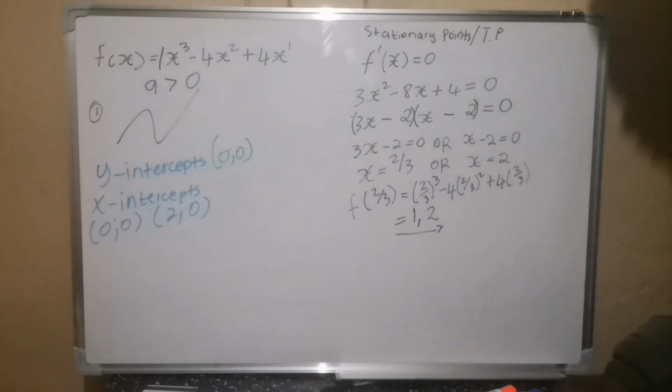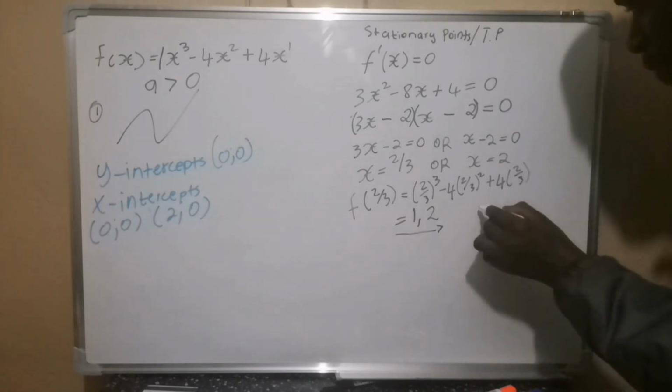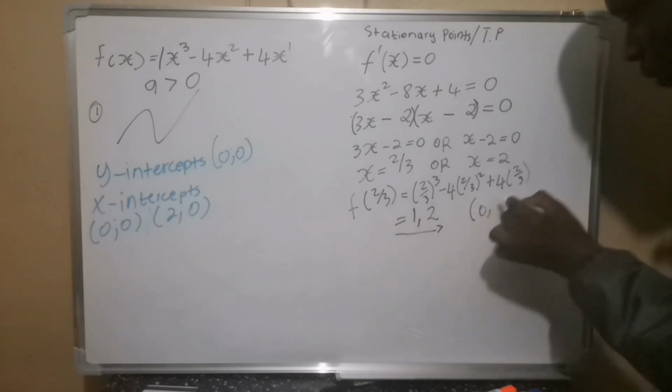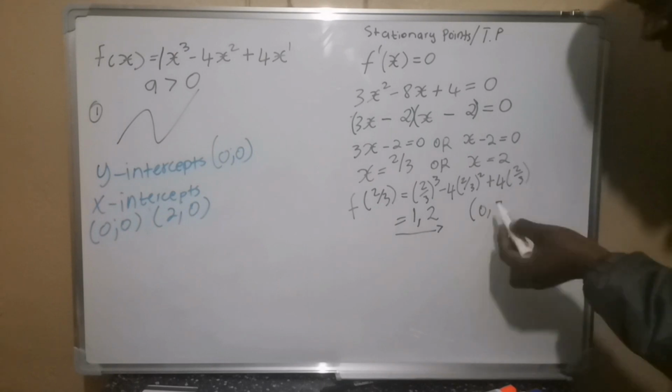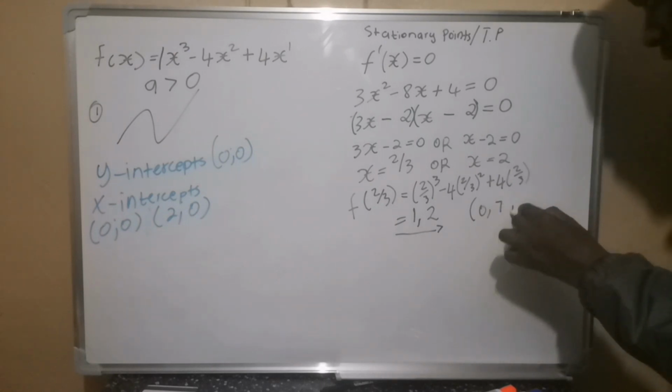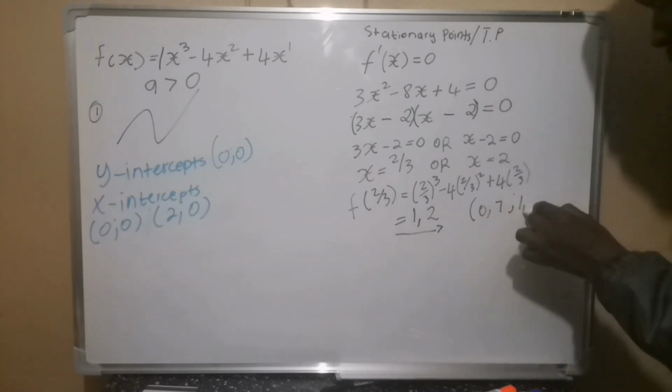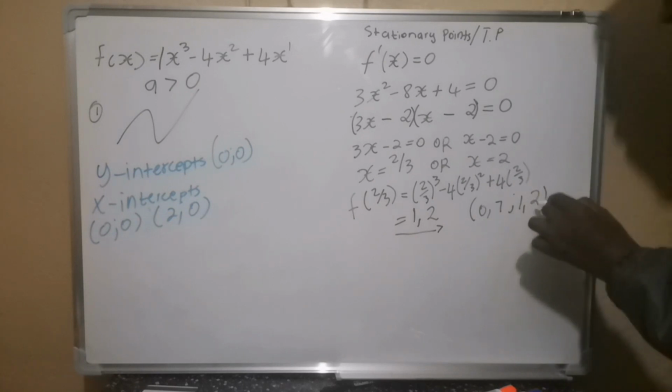Therefore my coordinates are 2 over 3. I can literally change that 2 over 3 to decimal. We find 0,67, so it's 0,67 and 1,2. So this is in decimal form, okay?